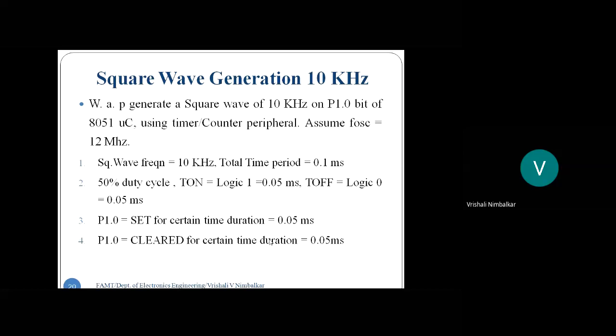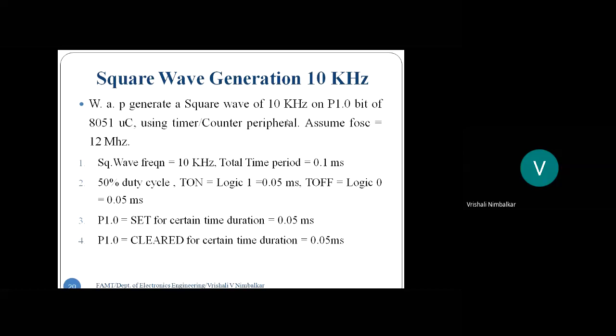Before writing the program, let us find out what count is to be loaded in those count registers. And then later on, we will go for doing the programming part, right? And while doing the programming, how do we program it? Set the bit, call the timer program to generate this time duration, clear the bit and call the timer program to generate this 0.05 millisecond time duration, or the delay. You can say that as a delay.